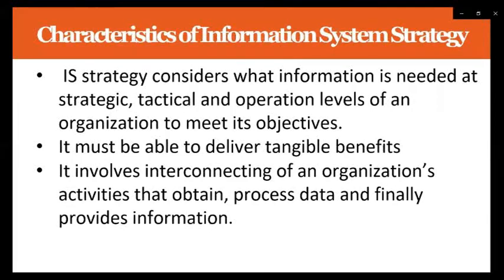Okay, so let's proceed with the characteristics of information system strategy. So an information system strategy considers what information is needed at strategic, tactical, and operations levels of an organization to meet its objectives. So we can easily identify the system we need for an organization, for example, the inventory system or the payroll system.